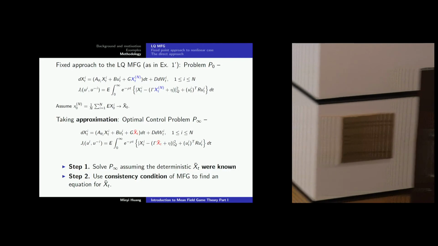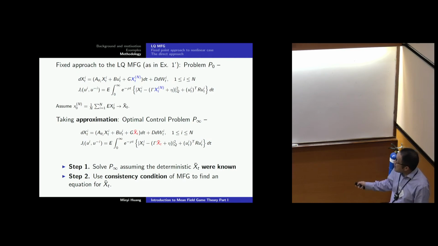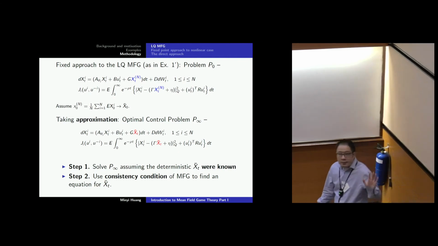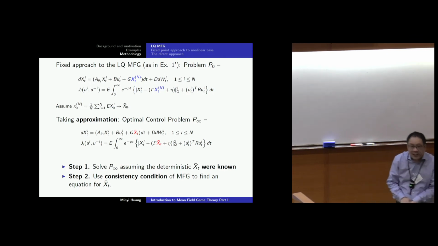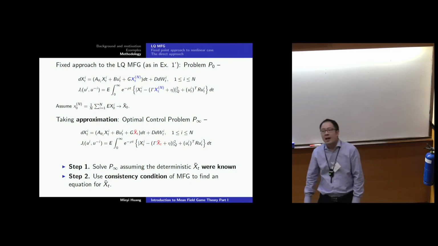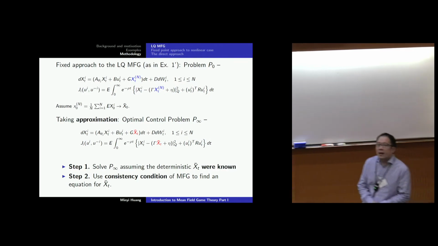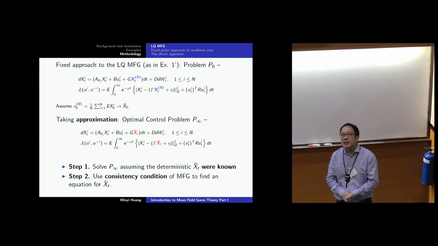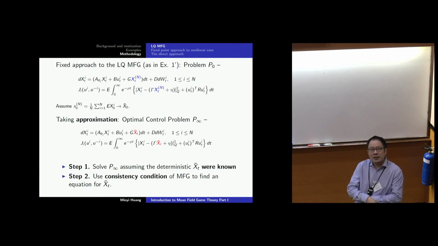Now for step 2, we need to use the consistency condition to find an equation for xt bar. Why do we need to do this? The reason is that in step 1, we assume it was known. In reality, it's a genuine unknown. So we need to find an equation. We know in mathematics, say when we were in middle school, sometimes we have 3 unknowns. At this moment, we just have 2 equations. Then the teacher will tell us, you need to try to find another equation. When you have 3 unknowns, you should try to find 3 equations. Then you can solve it.